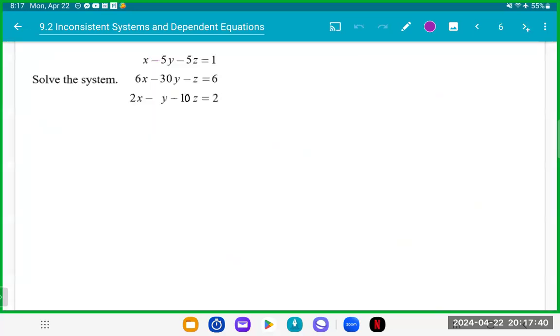Okay, we have one more example. So this one again, let's write our matrix out. We have 1, -5, -5, 1, 6, -30, -1, 6, 2, -1, -10, 2.